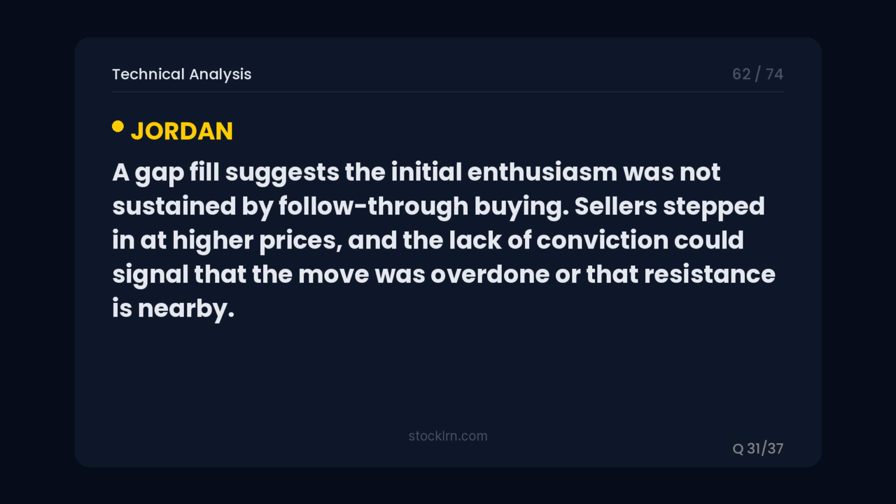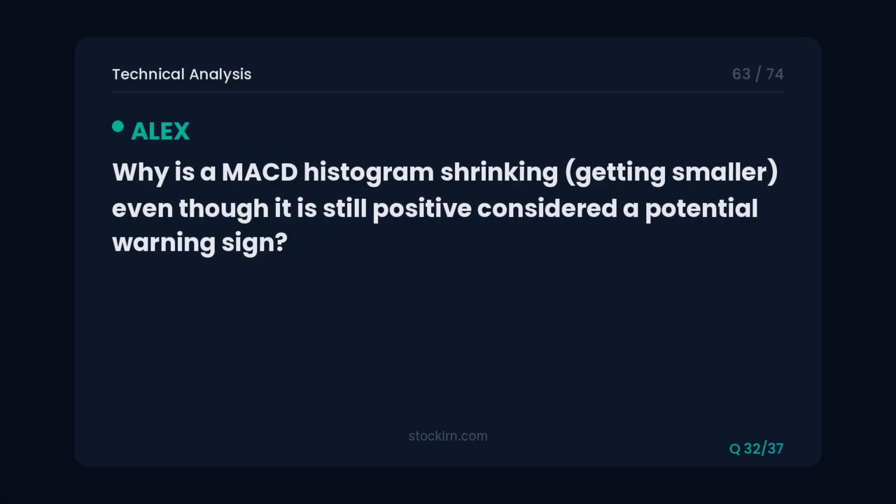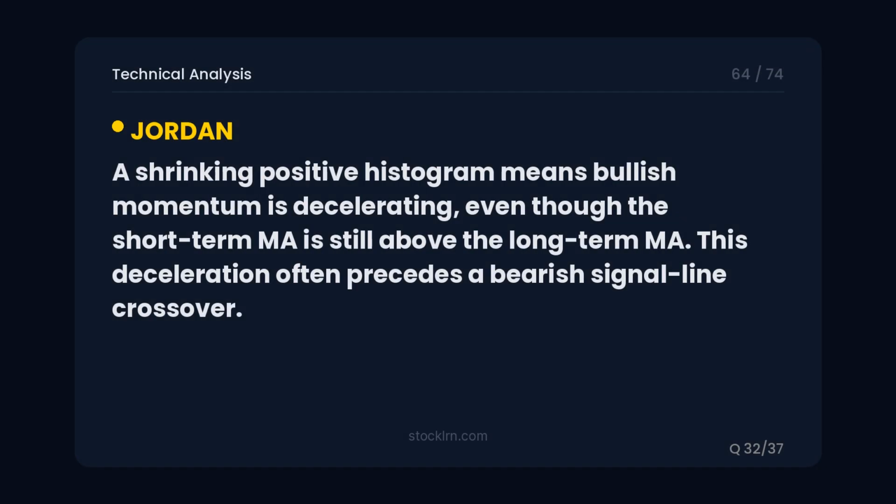Why is a MACD histogram shrinking, getting smaller, even though it is still positive, considered a potential warning sign? A shrinking positive histogram means bullish momentum is decelerating, even though the short-term MA is still above the long-term MA. This deceleration often precedes a bearish signal line crossover.